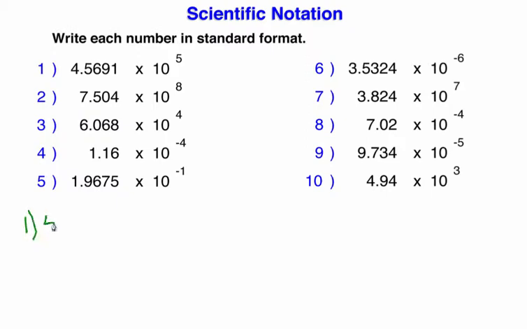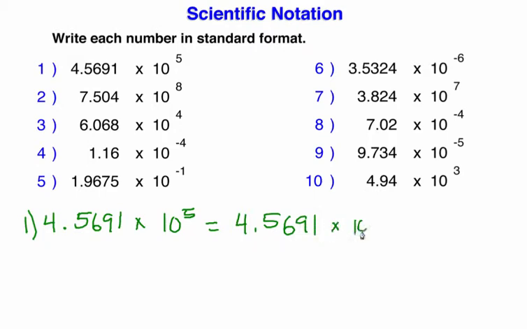Number 1 says 4.5691 times 10 to the 5th. Well, let's expand what we know about 10 to the 5th. Raising something to the 5th power means multiplying it by itself 5 times. So this is 10 times 10 times 10 times 10 times 10.